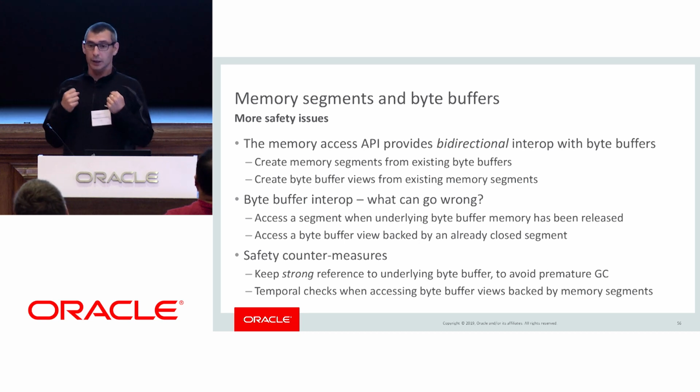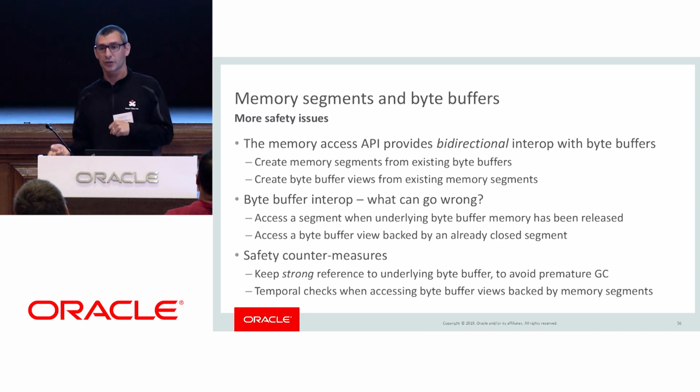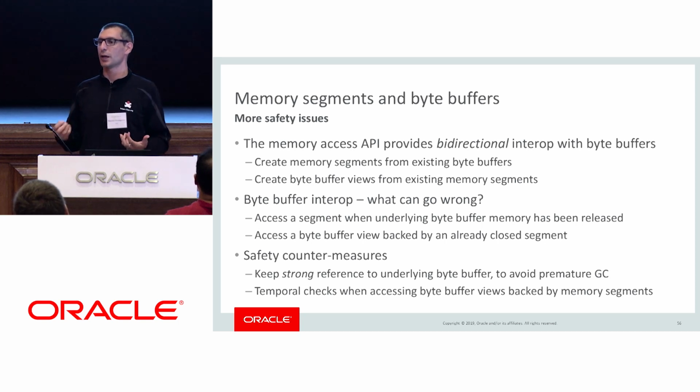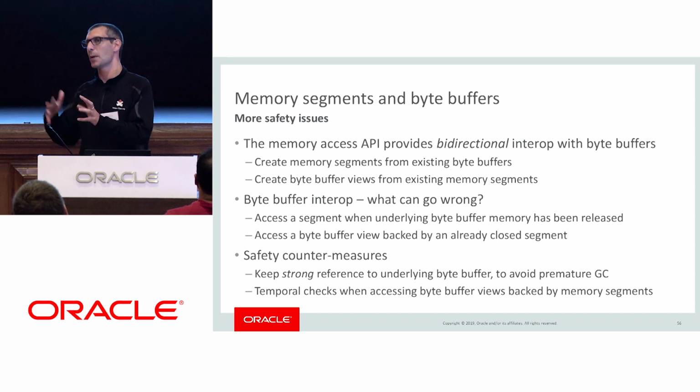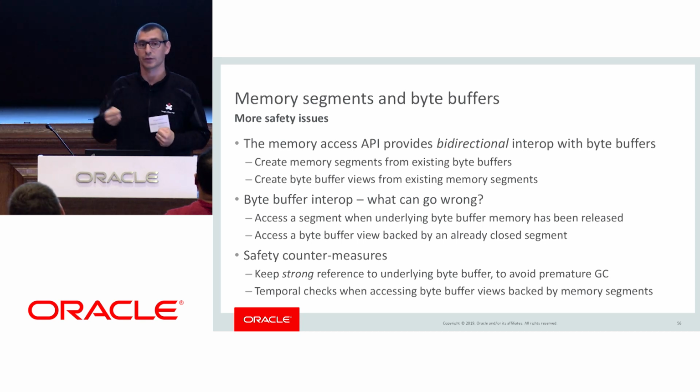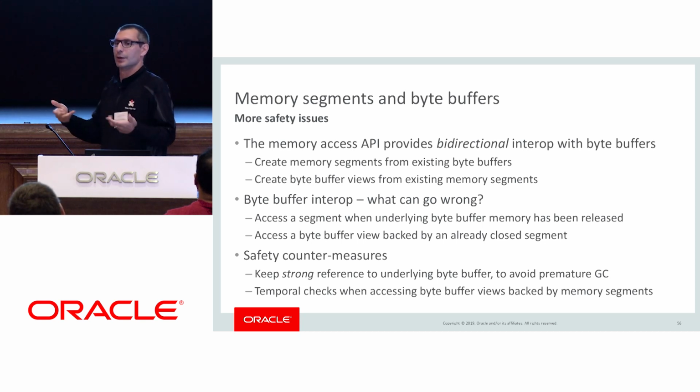For byte buffers, it's possible to create a memory segment out of a byte buffer, and it's also possible to create a byte buffer out of a segment. Of course, this comes with its own safety issues, because as you know, the memory of a byte buffer is deallocated when the byte buffer goes out of scope, so it's necessary for the memory segment that is created out of a byte buffer to keep a strong reference to the byte buffer, otherwise memory can go away non-deterministically.